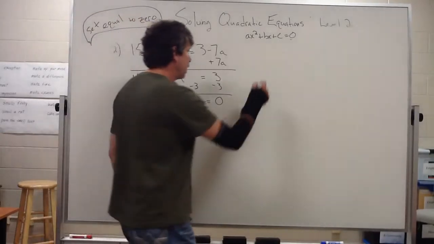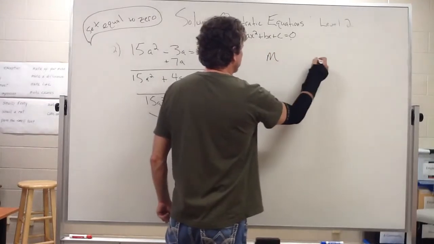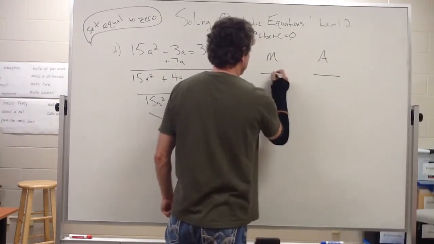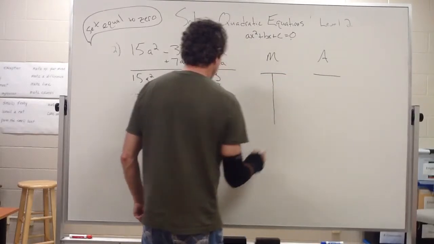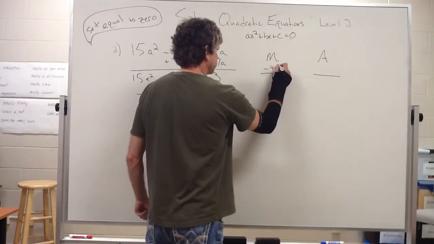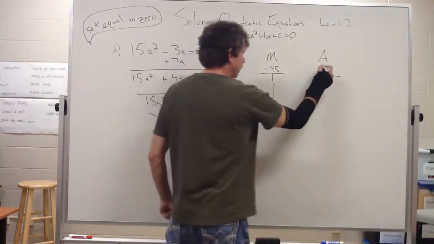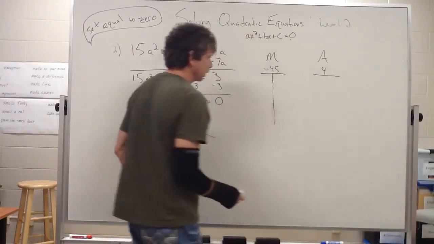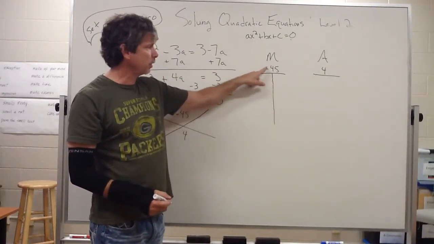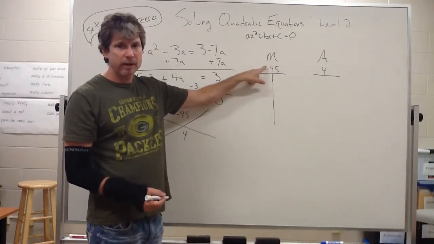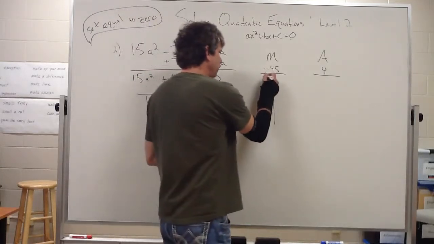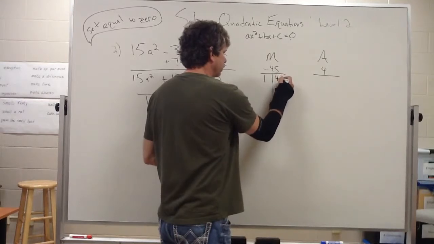This now creates our mama strategy. So we have our multiplying and adding pieces. So negative 45 is my multiplication piece, and the 4 is my addition piece. So what I'm looking for are factors of negative 45. And again, I'm going to ignore the negatives to start with. You just try to find the factors of 45. Again, we start with 1 and 45. 1 times 45 is 45.